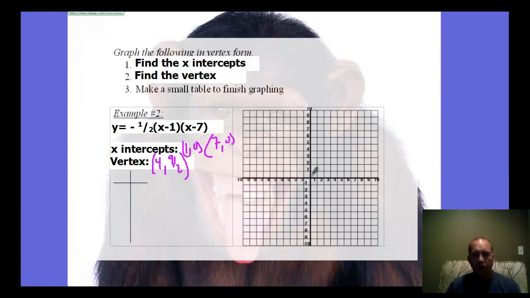So I plot that, 4, 4 and a half up. Not pretty, but it's okay. And I can also plot the x-intercepts, so (1, 0), (7, 0). Another reason why it's easy to graph these is because in these 3 points I can get an idea of the shape of that parabola just from those 3 points. They're spread out pretty well for this graph.